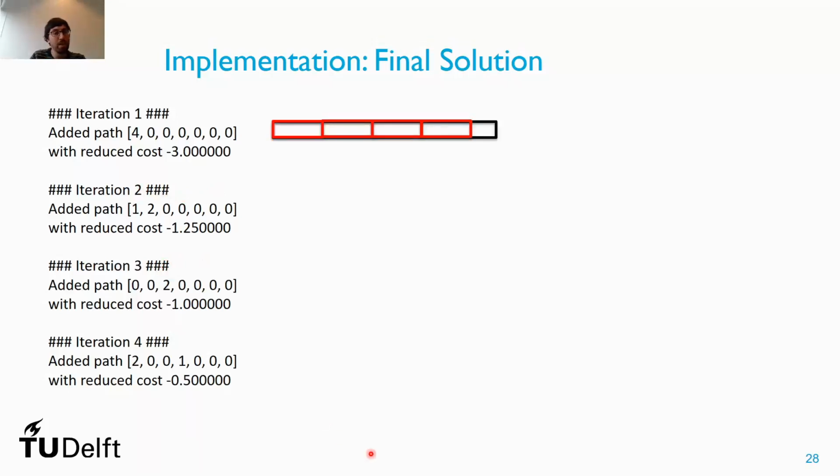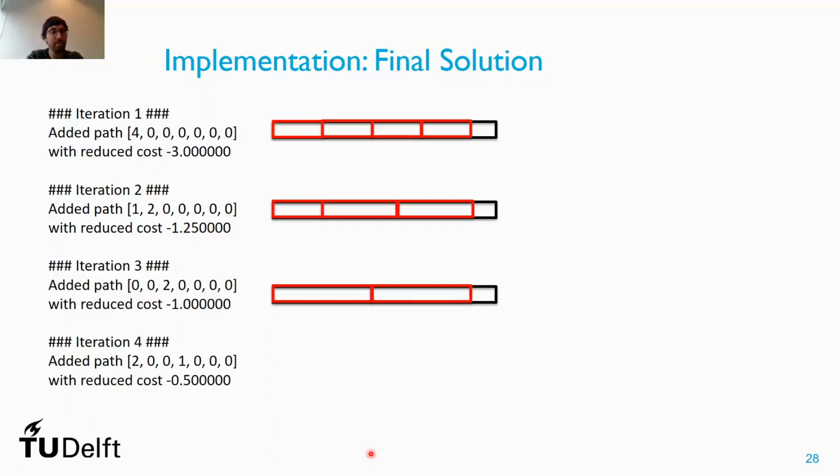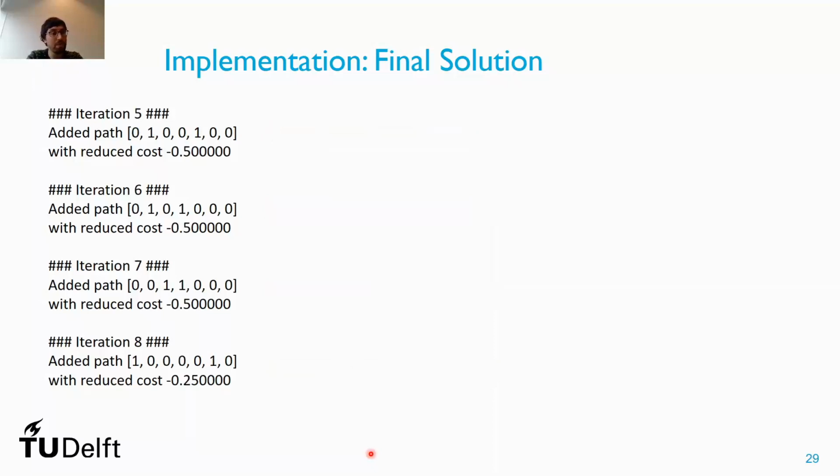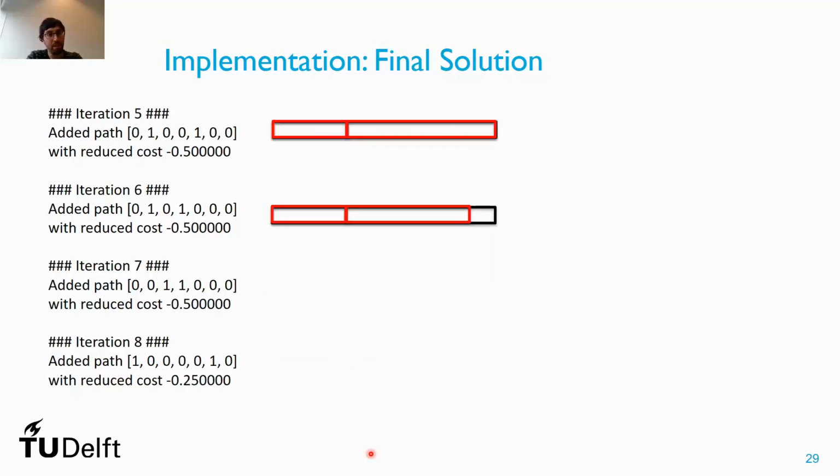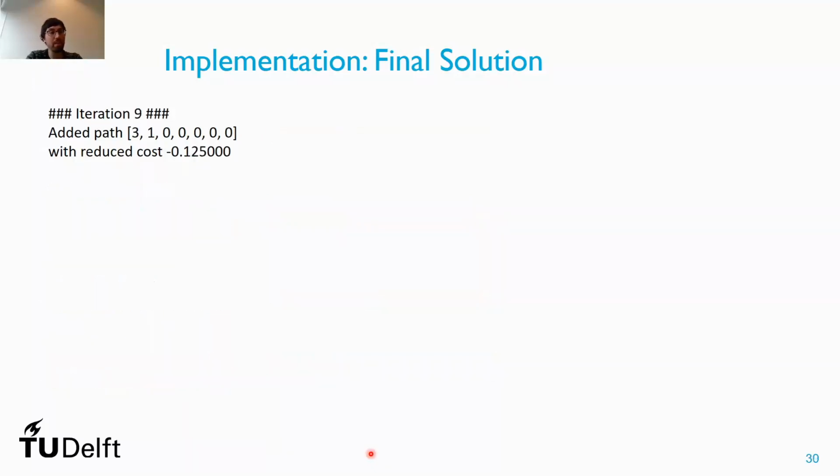This is actually path 1. 4 in the first position means I'm adding 4 times my first item, which has a length of 2. So that's why you see this path. This is the second path I'm adding. The third path, the third element is 2, so I'm adding 2 elements of length 4. This is the fourth. Then I have some more iterations, 5, 6, 7, 8, which entail this, this, this, and this new path. And my last iteration was iteration 9 with this path: 3, 1, so 3 items of length 2 and 1 item of length 3.